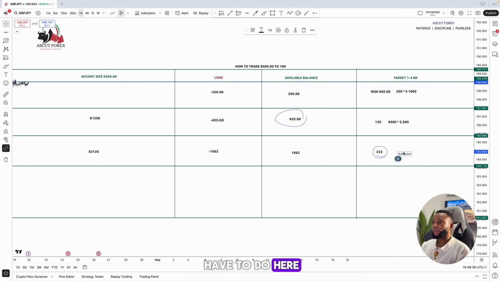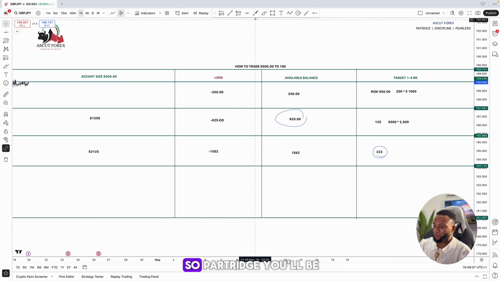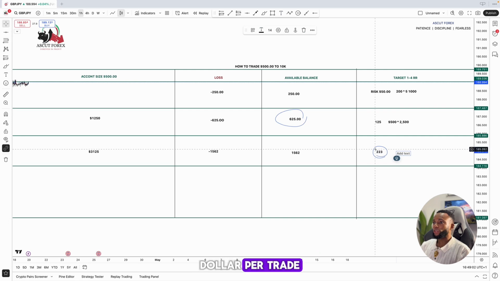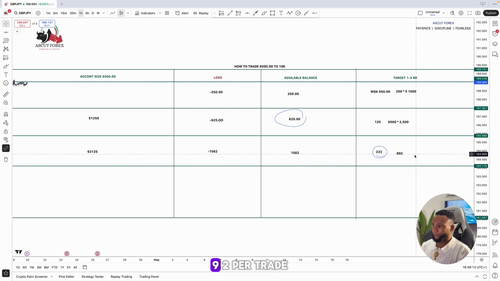Now this is what you have to do here. Come here again and do the same thing. 223 times 4. So per trade you'll be making what? $892 per trade. If you are risking $223 and your target is 1 to 4, you'll be making $892 per trade.